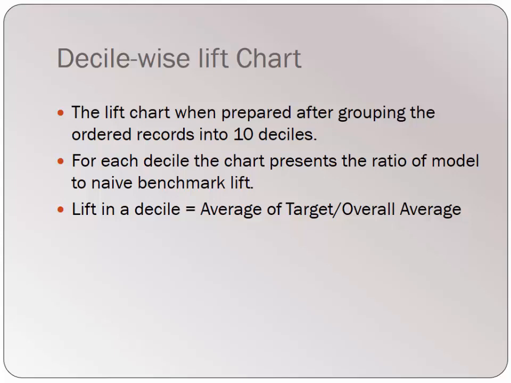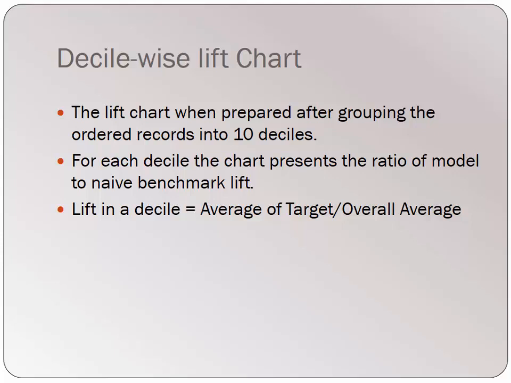So the second type of lift chart is called the decile-wise lift chart. Here the lift is a comparison between an overall average and an average in the decile. It's the same kind of procedure as before. You use the model that you've developed using the training data in the validation data to estimate y hat, and then sort the validation data set in descending order.